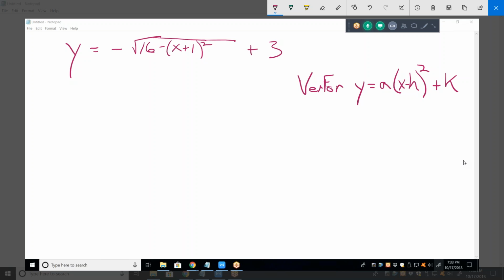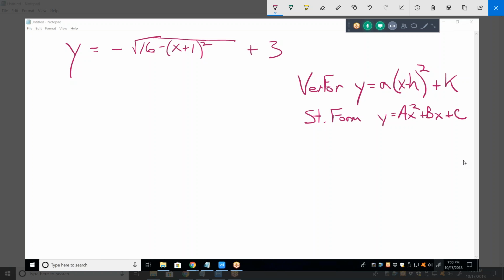Okay. So that is Vertex Format, where the vertex is H, comma, K. You familiar with that? I'm going to ask because IB teaches a different way. They really do. And so I can't assume much of anything. Standard format would be this: y equals ax squared plus bx plus c.